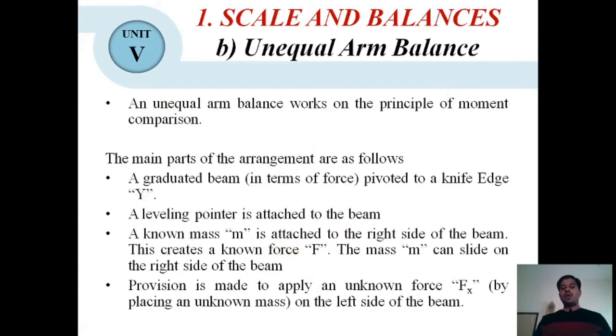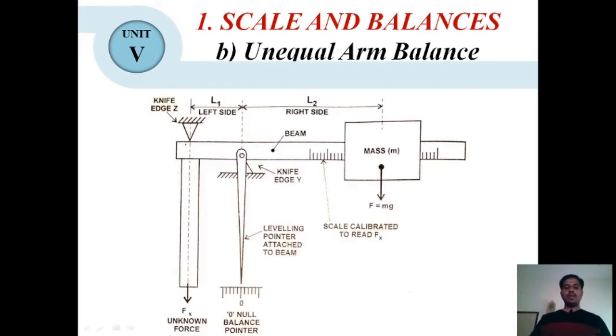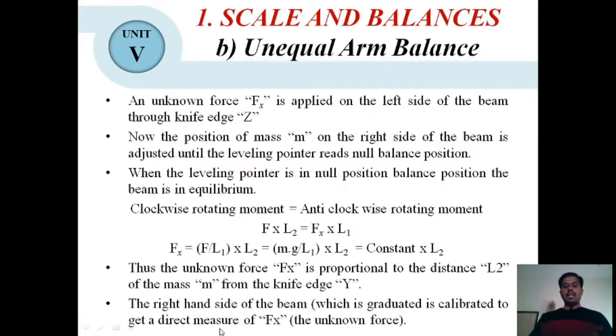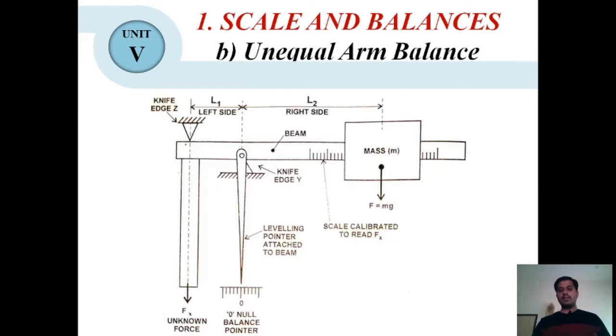There is a provision to apply an unknown force Fx by placing an unknown force on the left side of the beam. Here we will apply the unknown force, and this is our known force. The right hand side of the beam, which is graduated, is calibrated to get a direct measure of Fx. The graduations present on the right side of the beam form a calibrated scale in the form of forces.